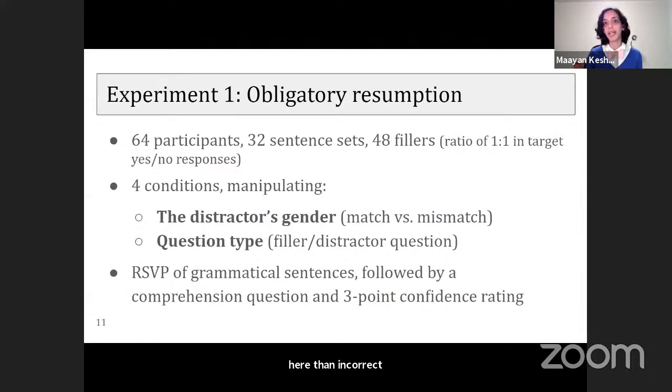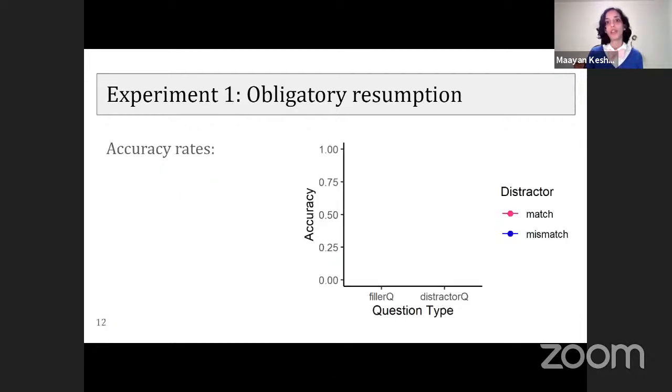So overall, we have 4 all grammatical conditions manipulating the distractor's gender marking, match or mismatch, and the question type targeting the filler or the distractor. And we aim to see interference effect in misinterpretation rate. So let's look at the results.